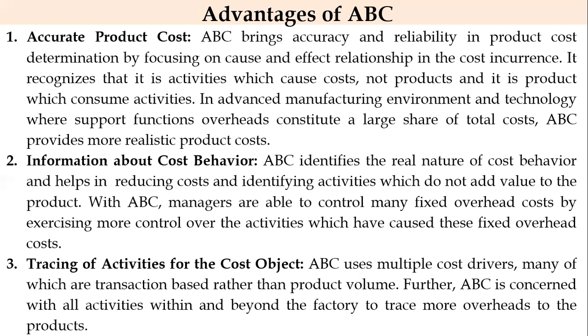And the next point is information about cost behavior. ABC identifies the real nature of cost behavior and helps in reducing costs and identifying activities which do not add value to the product. With ABC, managers are able to control many fixed overhead costs by exercising more control over the activities which have caused these fixed overhead costs.